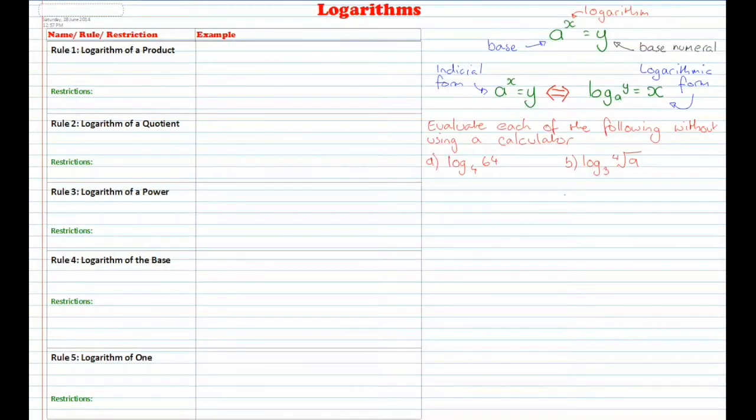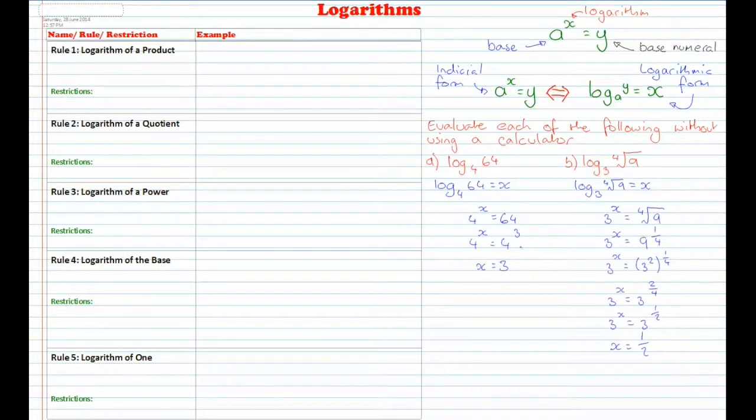So it's time now to press pause and attempt the following questions. That is, evaluate each of the following without using a calculator. For example, in A, log base 4 of 64, and B, log base 3 of the 4th root of 9. Remember, when you're done, to press play so you can check your answers against mine.